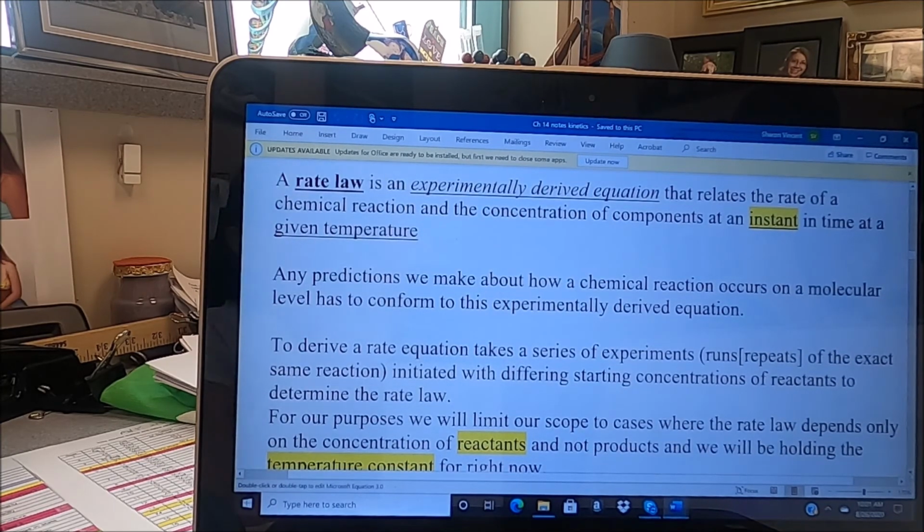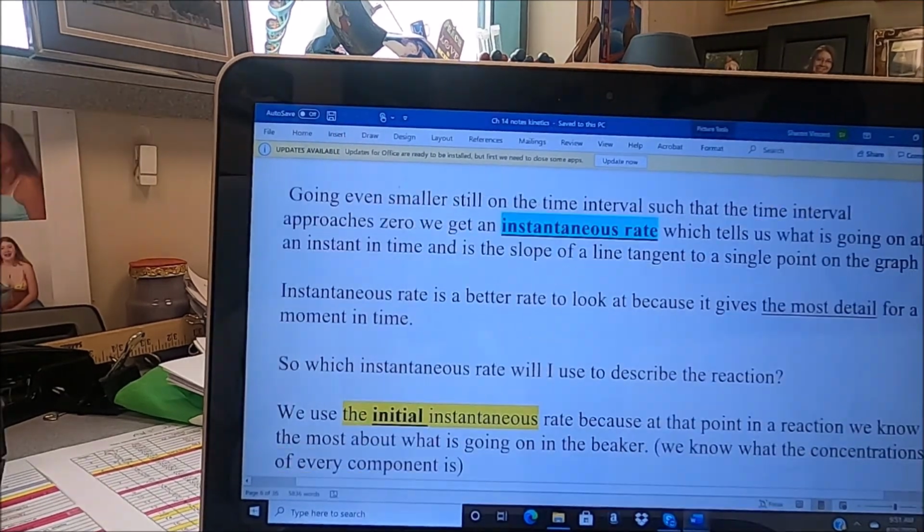Now, a rate law is an experimentally derived equation that relates the rate of a chemical reaction, the concentration of the components at an instant in time, at a given temperature. It's kind of a snapshot for a reaction. It's just boom, this is what it's doing right now. This is what the rate's going to be under these conditions. So any prediction that we make about a chemical reaction has to conform with the rate law. At the rate of the reaction at the instant the reaction is initiated.